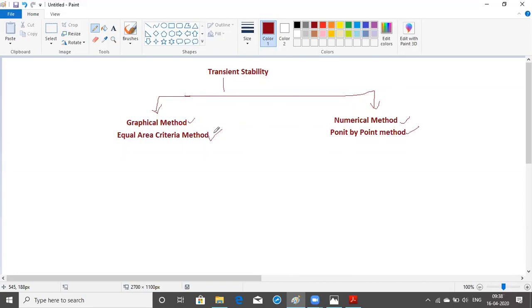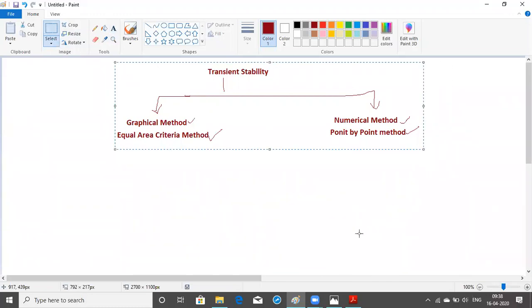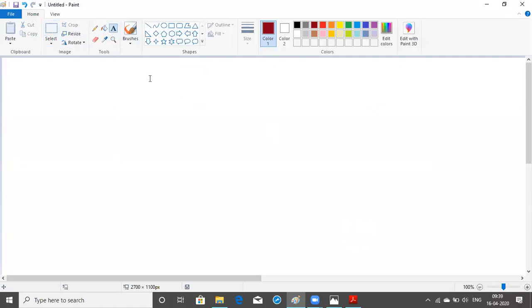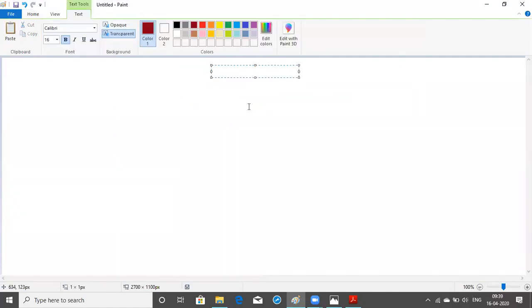But that is not that easy, because we need to discuss the equal area criteria method and also its applications. Then after that, we need to discuss the point by point method. Those applications will be approximately 2 to 3, based on the timings. Now let us try to discuss the equal area criteria method.